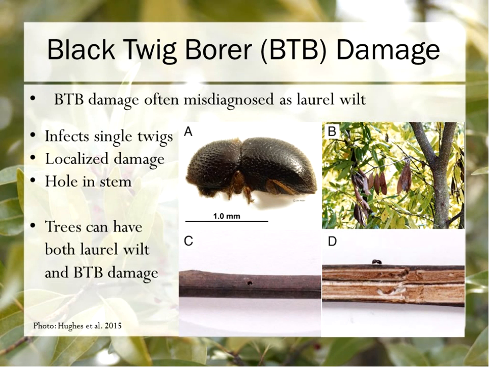And a lot of times you can get a redbay that has black twig borer damage, but also has laurel wilt. And the way to differentiate is to look on those individual stems, look for the boring holes, and then just look at the distribution. Is it more systemic, or is it just a scattered branch here or there?